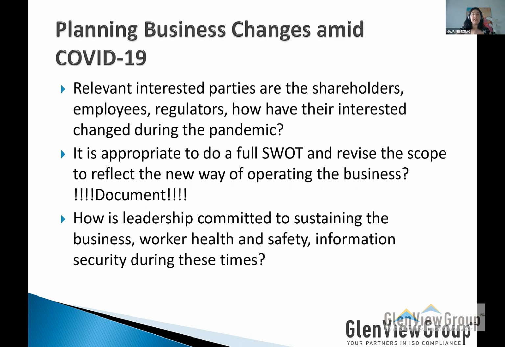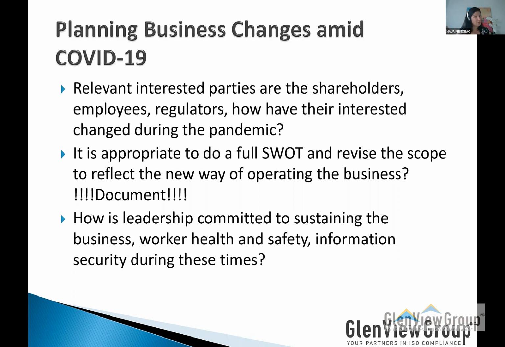So planning business changes amid COVID-19. So this is what we already talked about, right? Relevant interested parties would be your shareholders, employees, regulators. How have their interests changed during the pandemic? So these are some of the questions that you're going to be taking a look at when we're looking at the context of the organization, right? Where is your business today? And who are the interested parties?